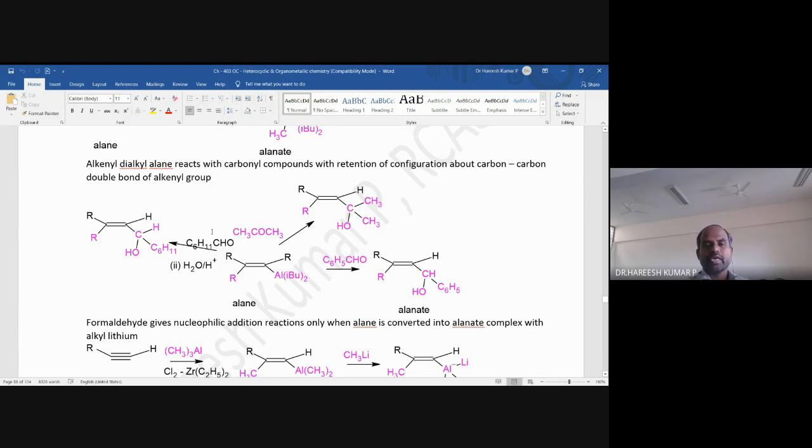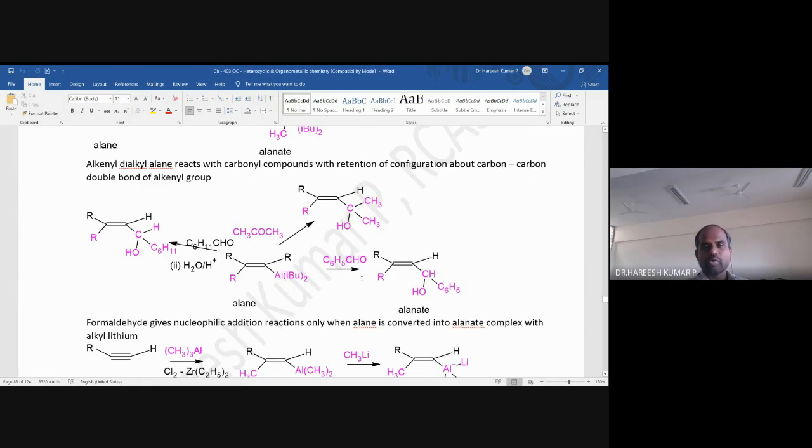So this is also a carbonyl carbon. The bond between the carbon-carbon double bond and alane will form a new bond with this carbonyl carbon, converting CO into COH. This is how the product is obtained.